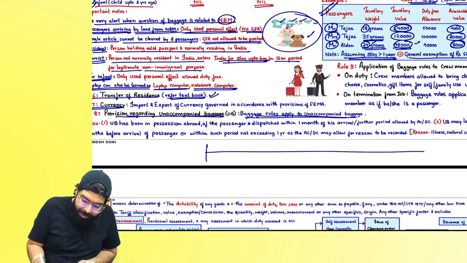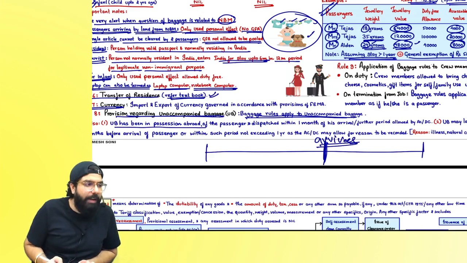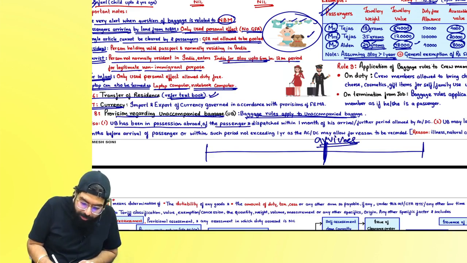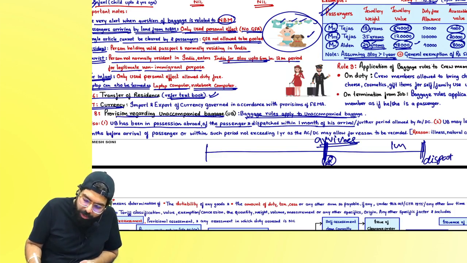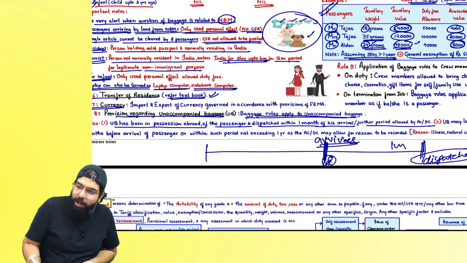Supposing Priyanka Chopra has arrived into India over here. Sir, if she has arrived, unaccompanied baggage, everyone, is baggage that has been in possession abroad of the passenger and dispatched within 1 month of the arrival. If Priyanka Chopra arrived over here, her baggage should be dispatched within 1 month of her arrival. Only then it will be termed as unaccompanied baggage and baggage provisions will be applicable, or for a further period as allowed by the assistant commissioner or deputy commissioner.